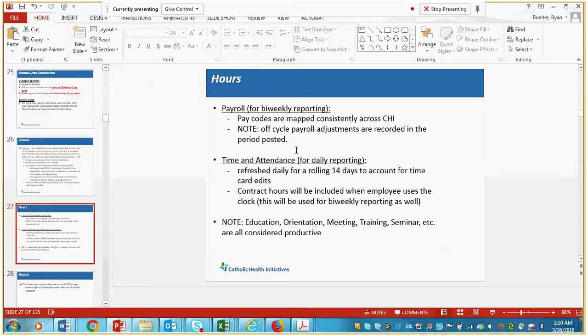We generally pull that data early in the morning, so if you were to have your edits made before midnight the prior day, they would get captured in the next day's reporting. The only thing that won't get captured is your contract hours, unless your employees are clocking into Chronos, in which case those hours would automatically flow into the daily report. So just keep that in mind. If they're not clocking into Chronos, we're not doing any kind of manual load on a daily basis. We are loading that into the biweekly reports, but they would not be in the daily reports.